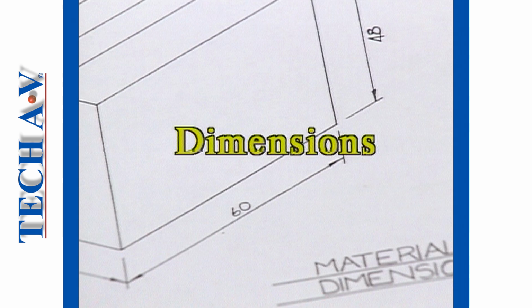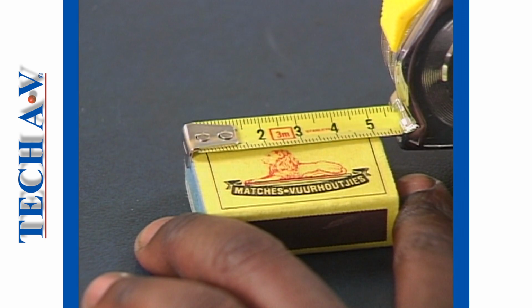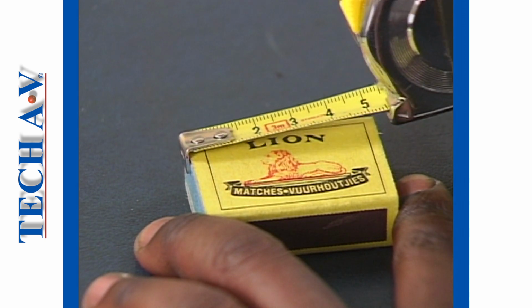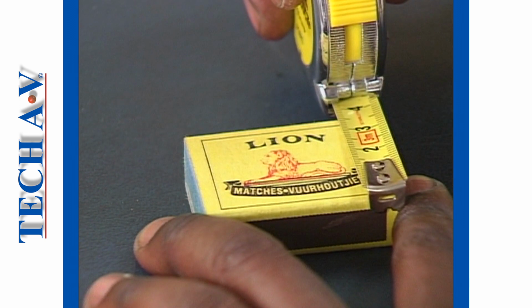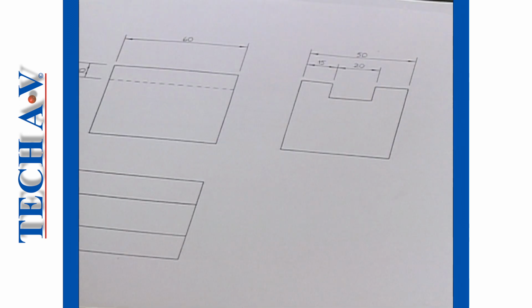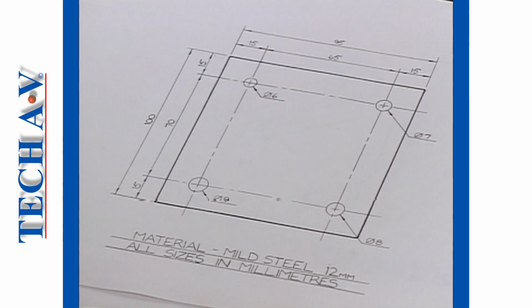Welcome back, as we now discuss dimensions. In an earlier program, you learnt that all objects have certain sizes, which we also call dimensions. On a drawing, the dimensions are shown in various ways. Let's look at what we mean by dimensions.